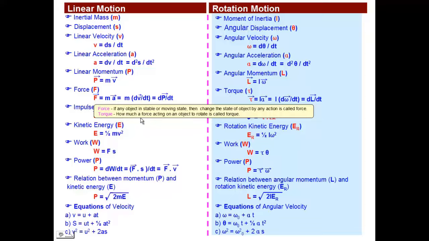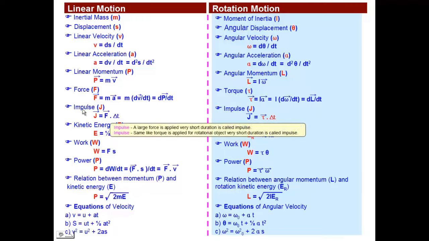Now the same for torque. Torque is how much a force acting on an object makes it rotate. To rotate any object, we give a force, and that is called torque. So torque equals I into alpha. Now what is alpha? Alpha equals d omega by dt. If we multiply by I into omega, we get L, the angular momentum, so dL by dt. So the change in angular momentum is called torque.